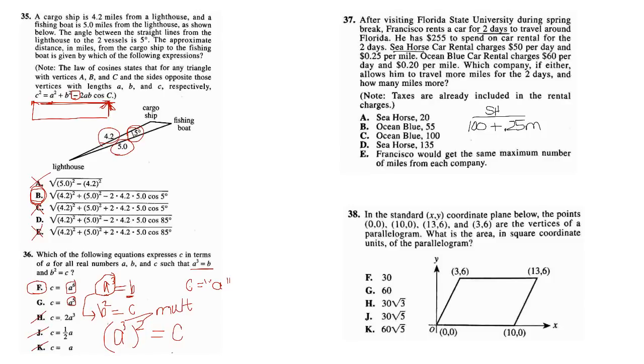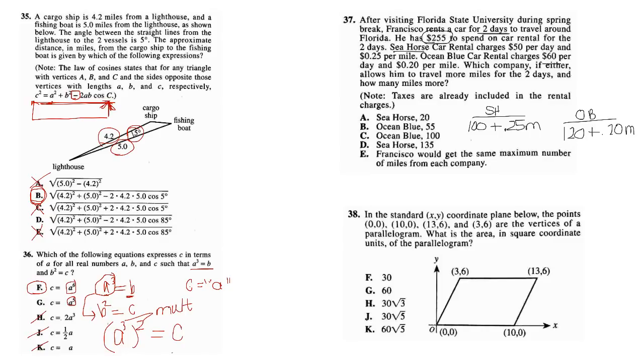And let's see, we have ocean blue. Kind of the same situation here. We have $60 per day. So that's going to be 2 times 60, so 120, plus how much per mile? 0.2 per mile. And he needs to spend, he has $255 to spend. And he wants to know which company, if either, allows him to travel more miles for the 2 days, and how many more miles he is allowed to travel.